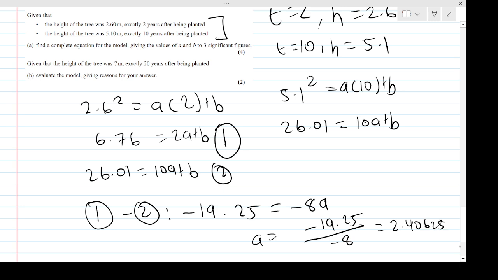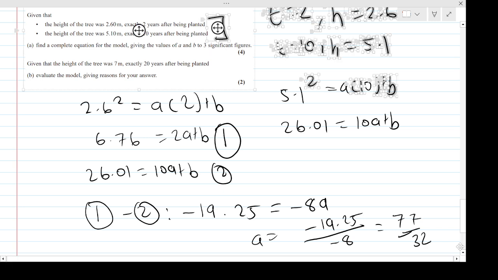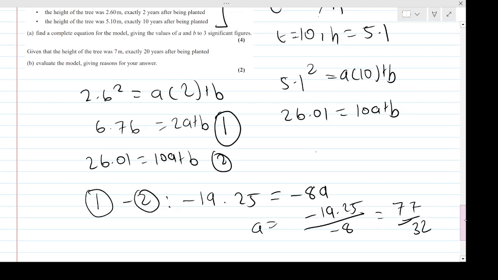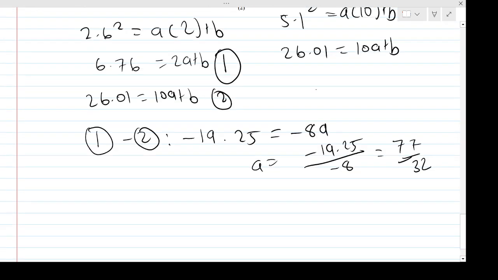That goes to 2.40625. Actually, no, I'll give it as a fraction: 77 over 32. I know it says to round it to 3 sig figs, but I need to find b, so I need to substitute a exactly as it is to not get any rounding error. So I don't round too early. So I found a, and now I need to find b. I can substitute that into either equation 1 or 2. Let's substitute it into the first one. So, sub a into equation 1.